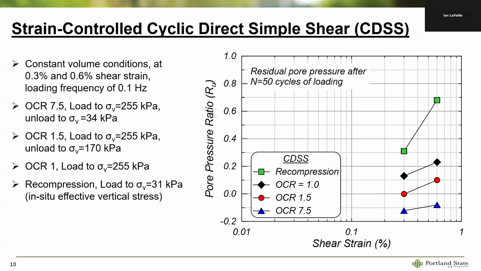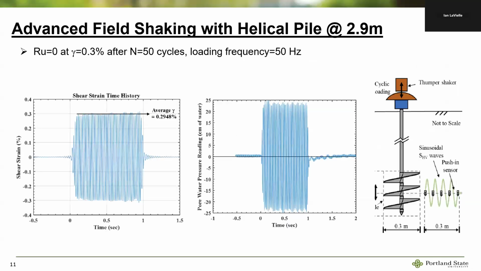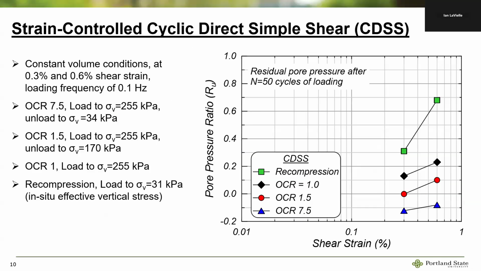At OCR 7.5, you're pretty much in the dilated zone, or negative pore pressure. At 1.5, you're over here, and as OCR decreases, this moves up. Recompression gives significantly higher pore pressure compared to when you're using the SHANSEP approaches. So then we said, all right, well, this is expected. This is what you expect to see, but which one is correct?